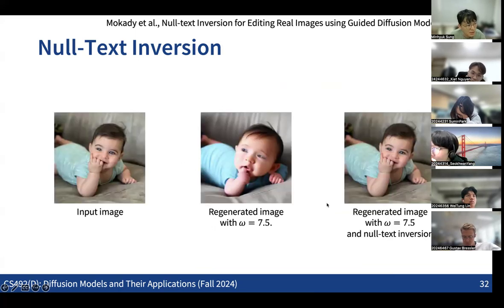This is an example: when we simply use the high CFG weight for the inverse and the generation process, we get these different outputs. But if we still use the high CFG weight while optimizing the Null-text prompt, then we get results which are way closer to the input image in this case. Does it make sense?